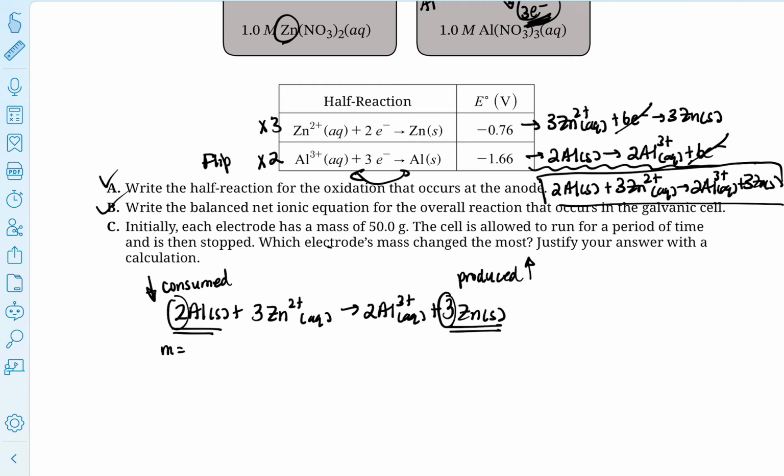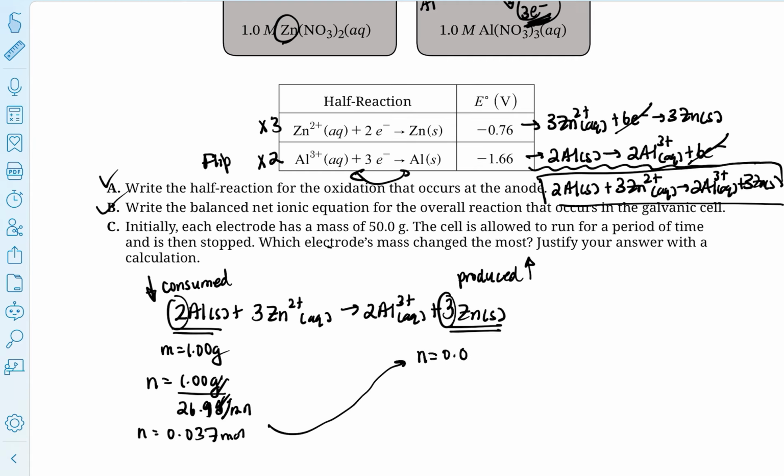Let's pretend I have 1 gram of aluminum that's reacting, that's getting consumed. So if this is 1 gram that's getting consumed, my moles will be 1 gram divided by 26.9 grams per mole. And this will give me 0.037 moles of aluminum reacted. So I'll do a mole ratio to figure out how many moles of zinc reacted. So this is how much aluminum I've reacted.